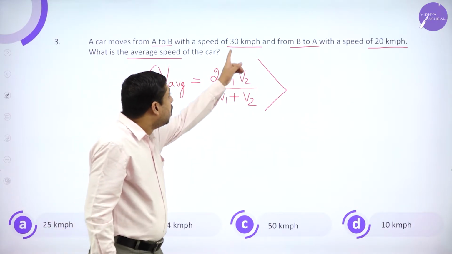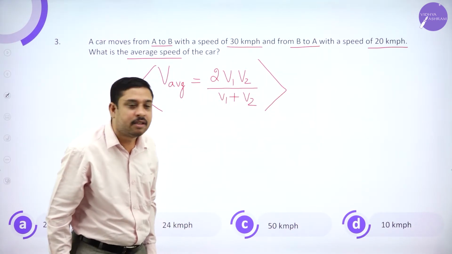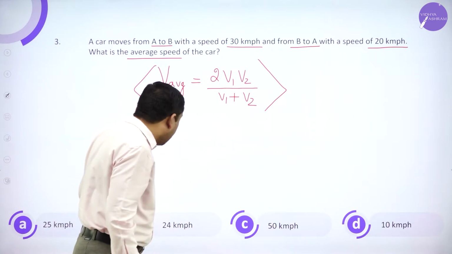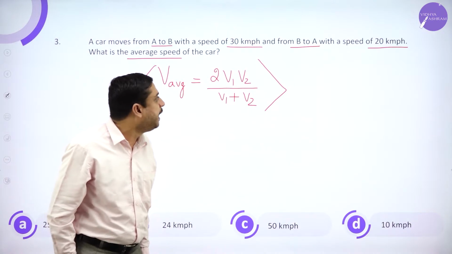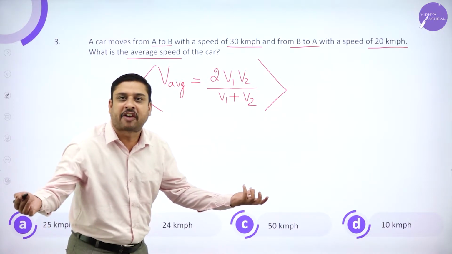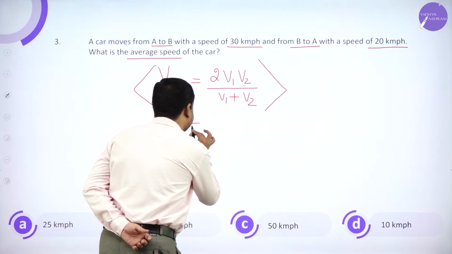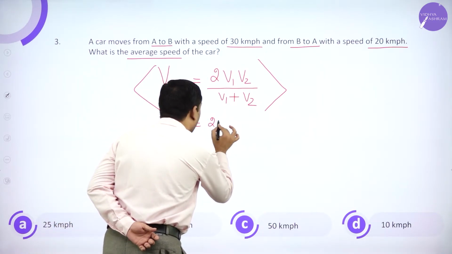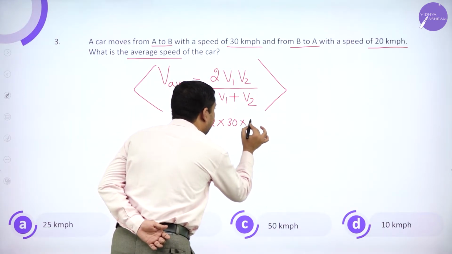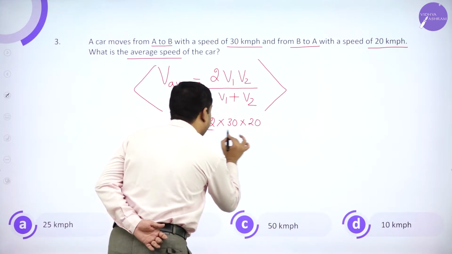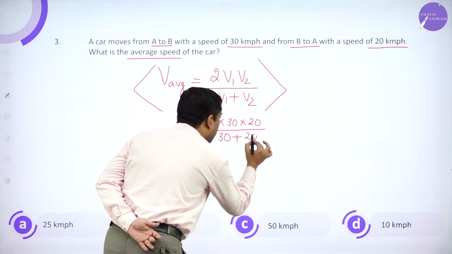Now, do I need to convert this to meter per second? Observe, all the four options are in terms of kilometer per hour. So no need of conversion. My task has become easy. So this is equal to 2 into V1 is 30, V2 is 20 divided by 30 plus 20.